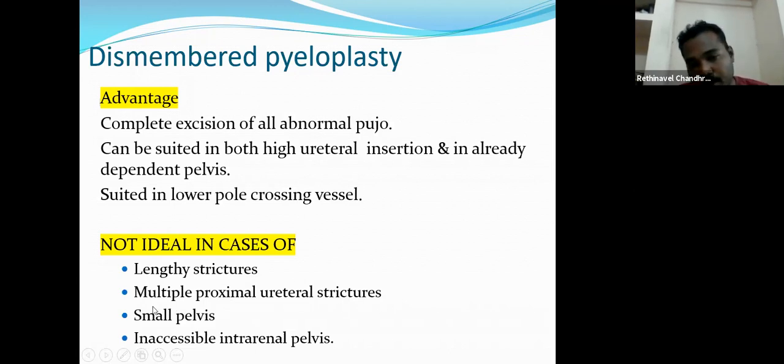This was also previously asked. These are all contraindications to this type of dismembered pyeloplasty: that is, when PUJO is associated with multiple long proximal strictures, a small pelvis, or a small intrarenal pelvis. In all these cases, dismembered pyeloplasty can't be done. But remember, all these will become an indication for non-dismembered pyeloplasty, which we will speak about later. So dismembered is not done when PUJO is associated with stricture or a small pelvis.